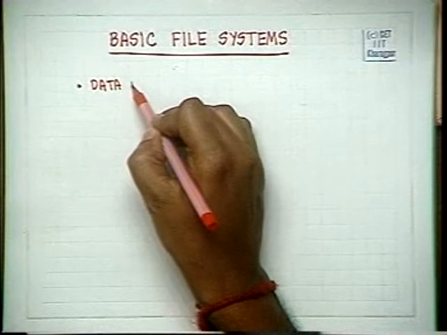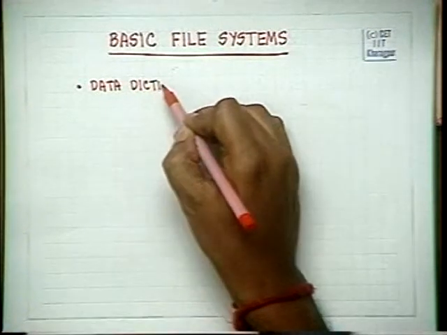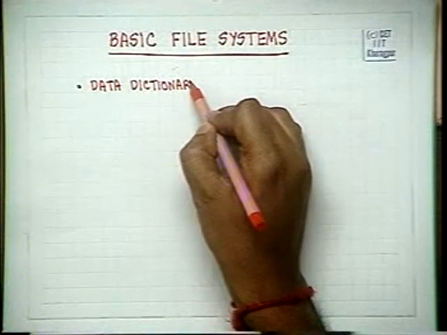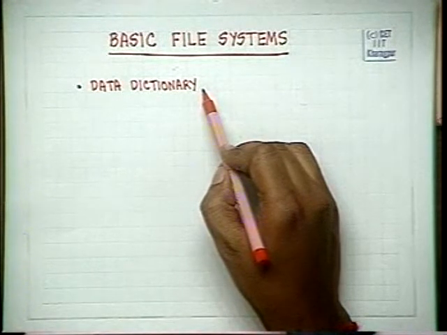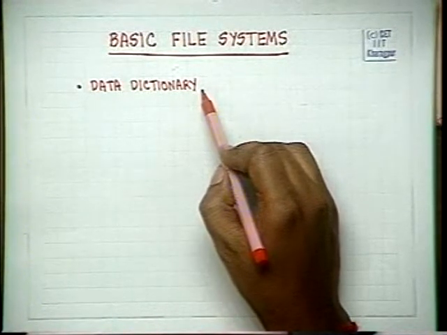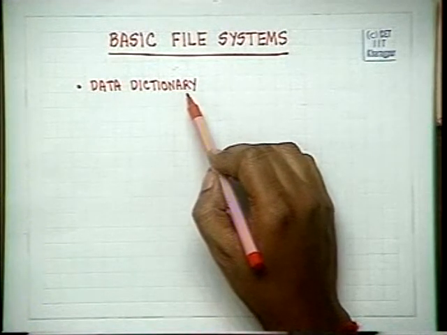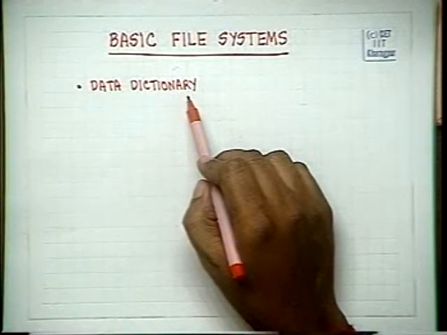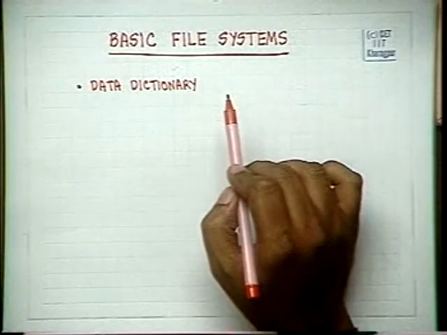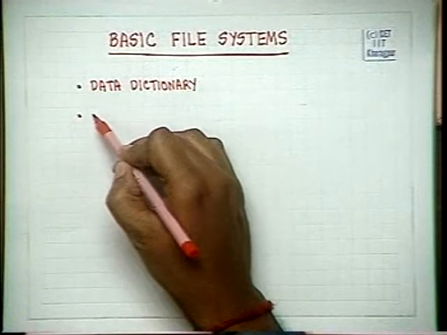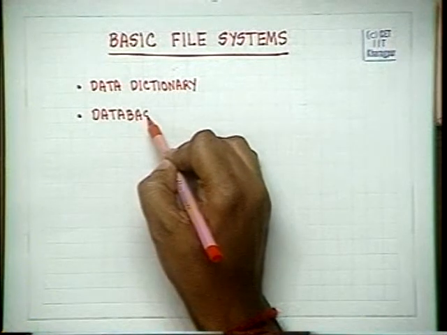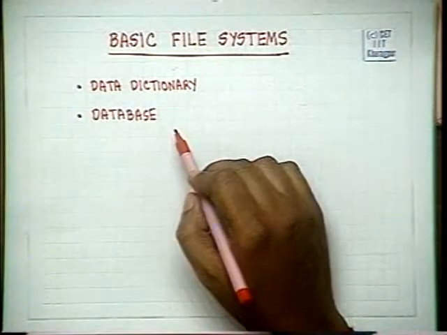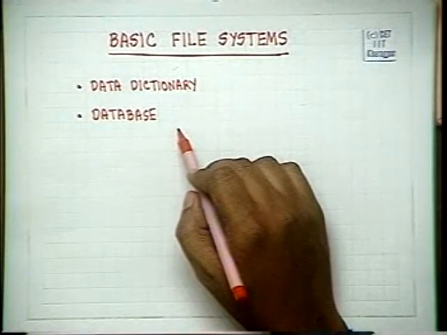One is the data dictionary. The data dictionary, which is defined during the DDL compilation, the data definition has to be done in the DDL, the data definition language, and the data dictionary is formed, which is stored somewhere physically. The second type of data which has to be physically stored is the actual database. The data relating to each of the relations in the relational database will have to be physically stored.